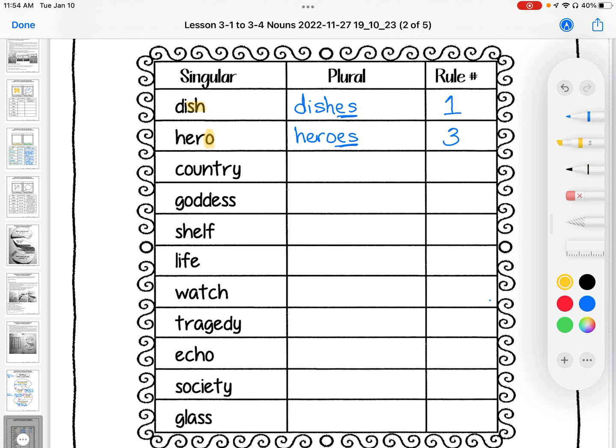Country. Country ends with a consonant plus a Y. So rule 4 tells us that if a word ends with a consonant and a Y, we change the Y to an I and add ES. So I'm going to change the Y to an I and add ES.